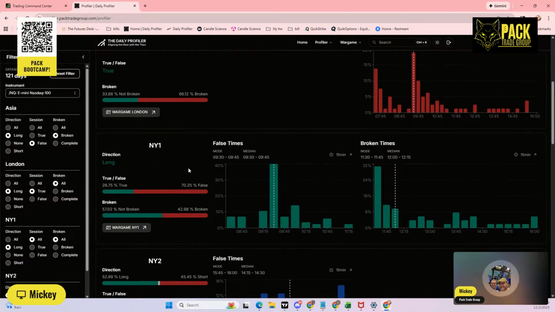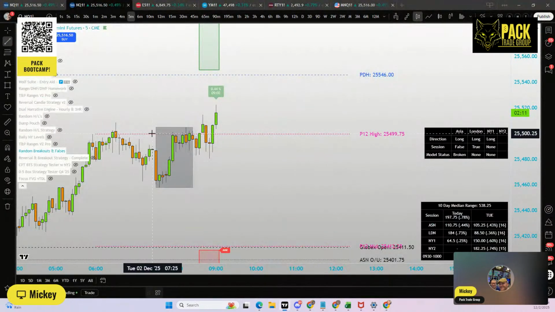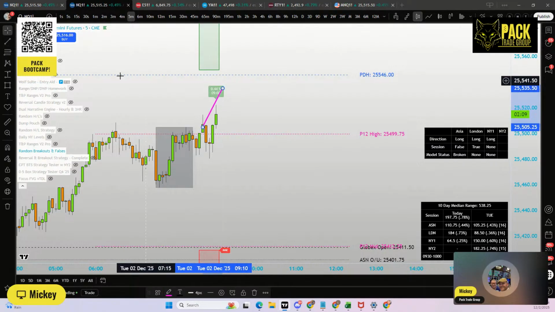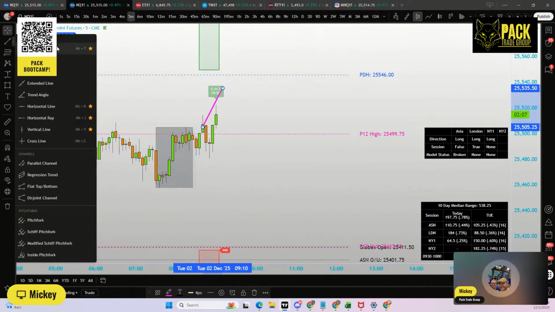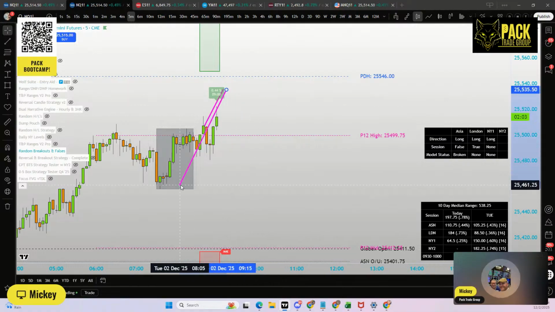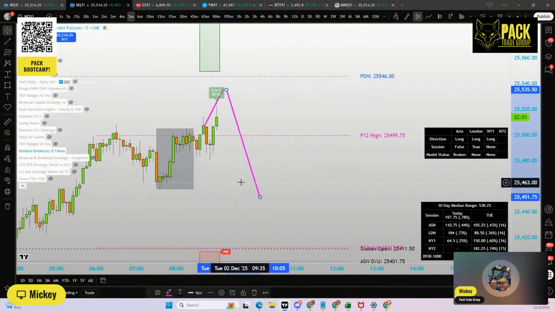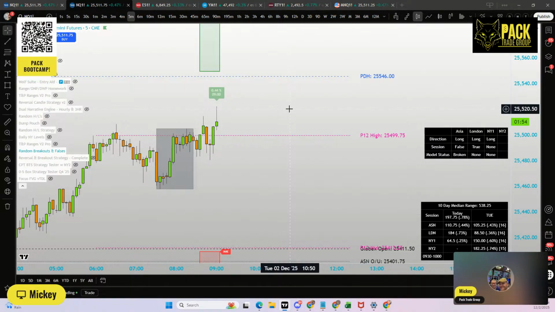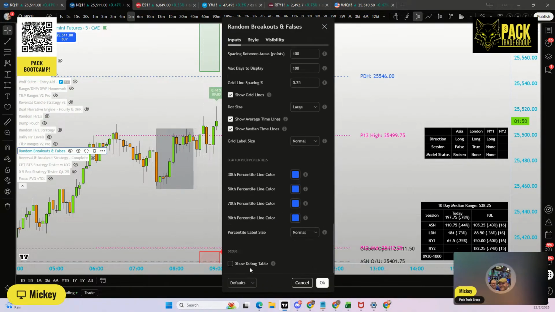We can see that 70% of the time it turned false, 29% stays true, meaning, like this is 7:30, 8:30, we break out to the upside. 70% of the time we will make it back to this low right here by 11:30. 20% of the time we can't do that, right? So we'll be paying attention to that.